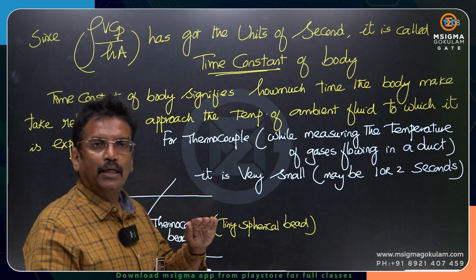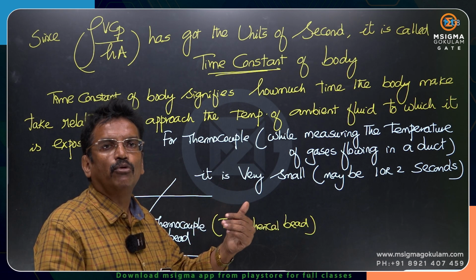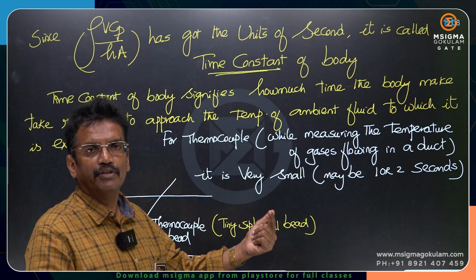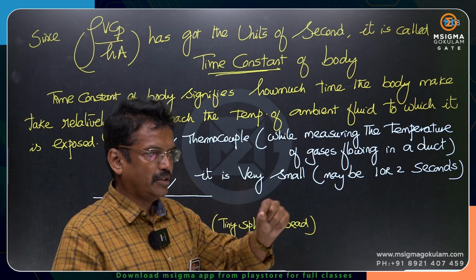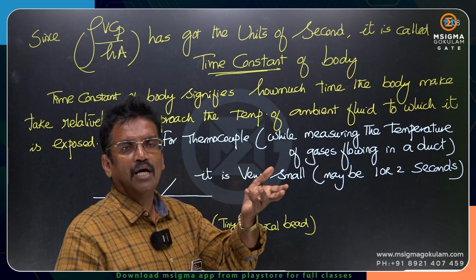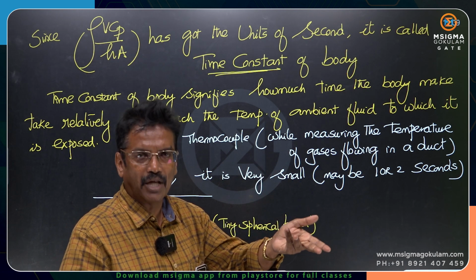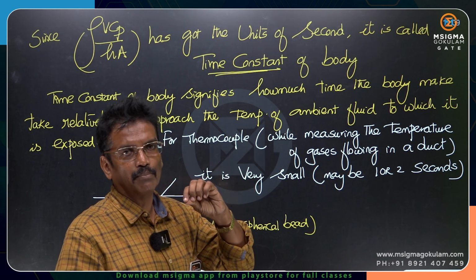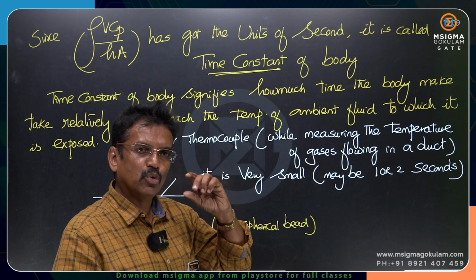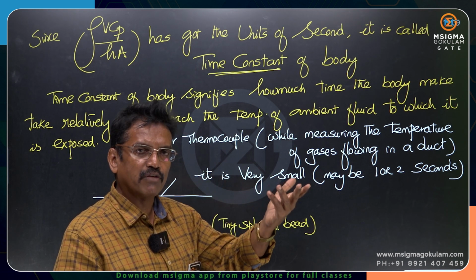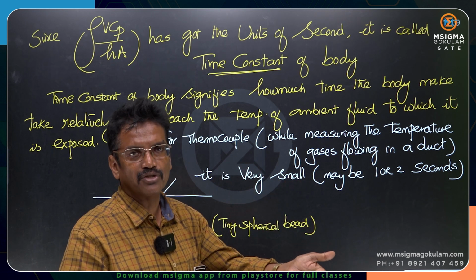So, you understood the significance of the time constant. If the time constant is more, the body may take a relatively longer time in approaching the temperature of the ambient fluid. For example, for an ordinary thermometer, when we get fever, the thermometer is kept in the mouth. There, the time constant may be around 45 seconds, 50 seconds, or sometimes 1 minute to record the temperature of the body. That is the time constant of that thermometer.